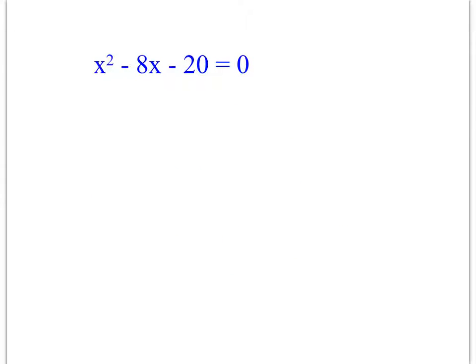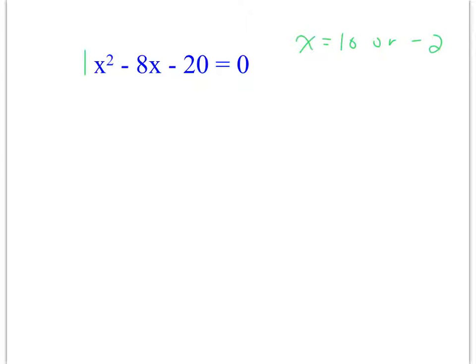So this is the exact same problem right now. I already know my answers are x equals 10 or x equals neg 2. But let's solve this by completing the square. The first step is done for us. Notice that the a is 1, so I don't need to divide by anything right now. I already have a 1 in front of the x squared.